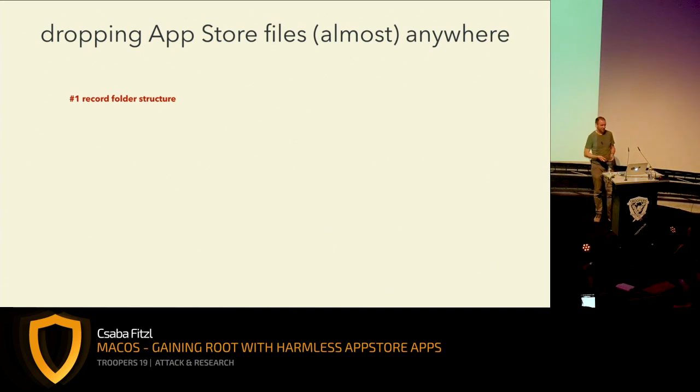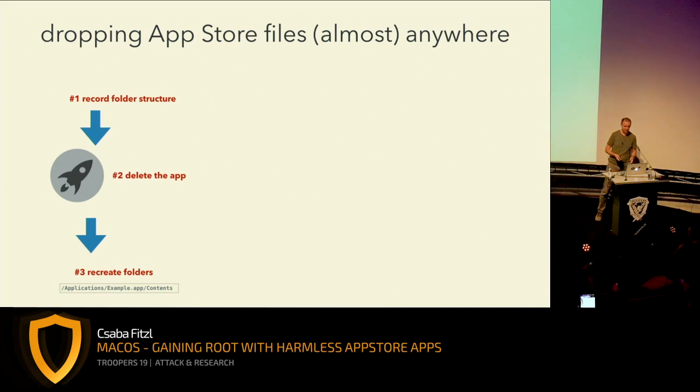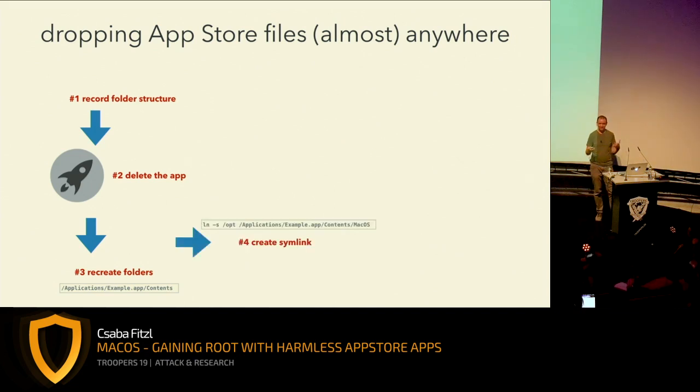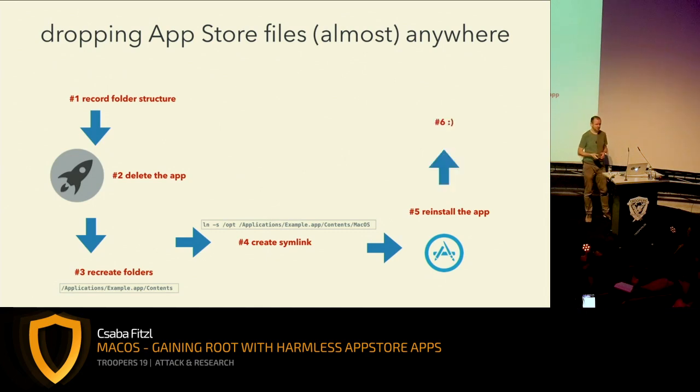So how do you do that? Again, you record the folder structure, delete the app, recreate the folders, and create a symlink, for example, on any app's macOS folder. That's the folder containing the actual binary for the application itself. You reinstall the app, and the file inside the macOS folder, your macOS binary in this example, will go to the opt folder.